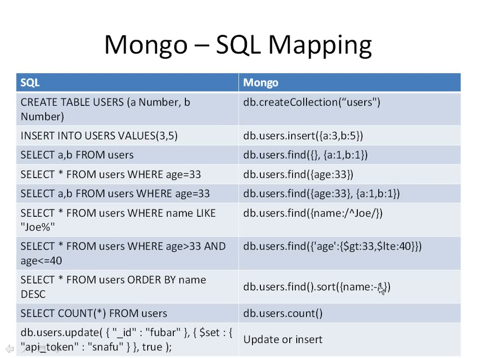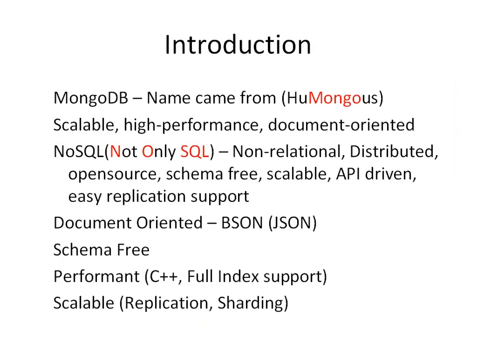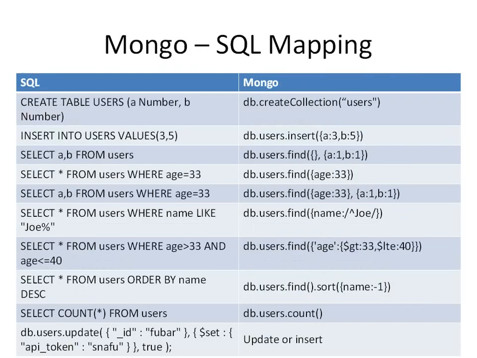I already told you that Mongo has full indexing support. So you can have composite indexes, you can have reverse indexes, you can have indexes on a single column as well. Suppose I want to find a count, so I can do db.users.count. If I want to do an update, then I can do that.